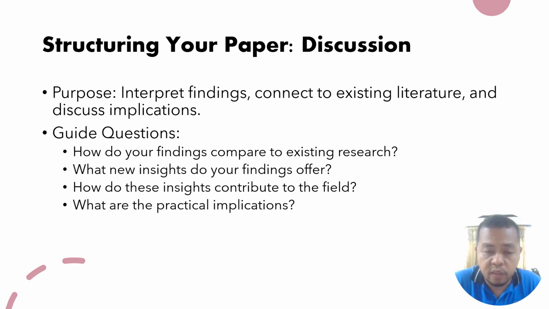Just like the quantitative research, you connect to existing literature, you interpret, and you discuss implications. But here, this is qualitative. So the guide questions under the discussion are: how do your findings compare to existing research? Your comprehensive literature review might help here. You look for existing research. Do they have the same findings? And then what new insights do your findings offer?